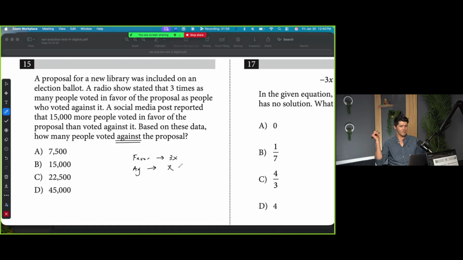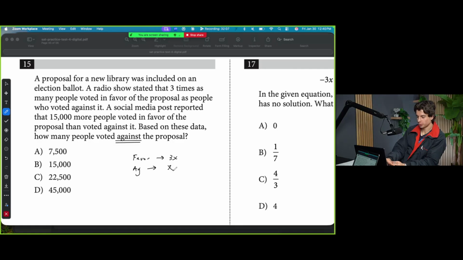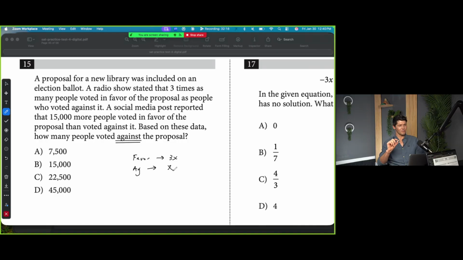All right. And then read the last sentence that we have to read, the second to last sentence in the paragraph. A social media post reported that 15,000 more people voted in favor of the proposal than voted against it. So, because you brought this question to my attention, the heart of the challenge is right there, right? That language can be easily misconstrued. So you take us in any direction you want with how to think about working through this problem or what you've noticed, based on that.